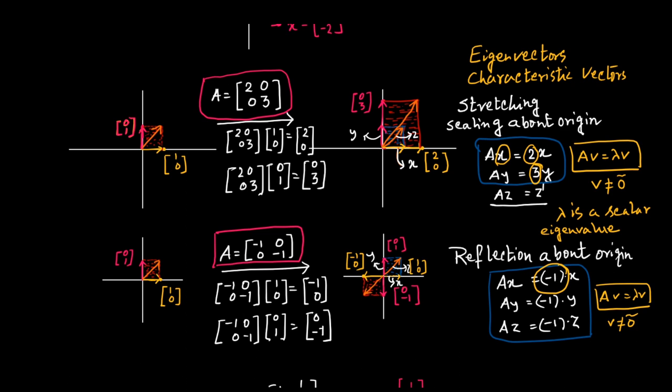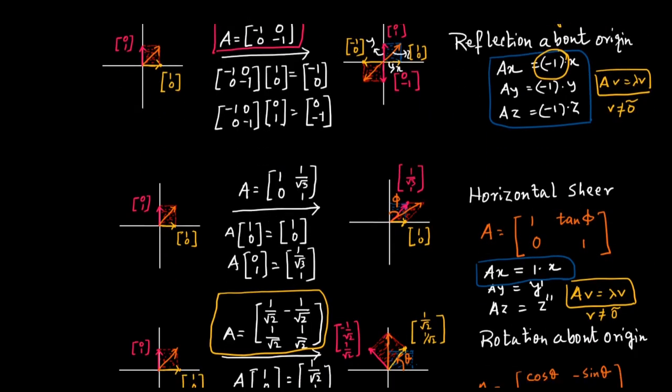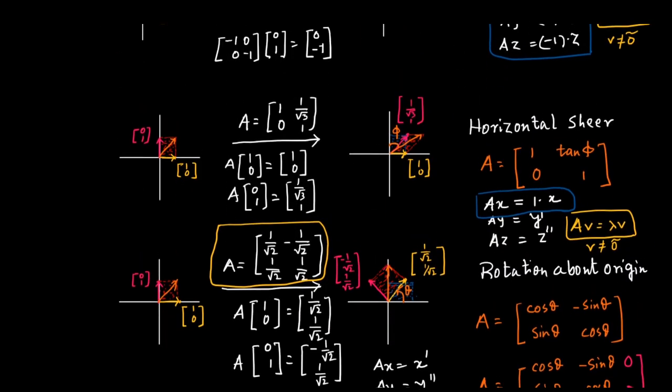For example, if you consider this particular case of stretching or scaling about the origin, there may be some other vector among all the possible choices which may be an eigenvector, which also may remain in the same span. You can think about it. Or in case of reflection, actually, all the vectors will remain in the same span. Or in case of a shear, apart from this one, there may be some other vector which also remains in the same place.